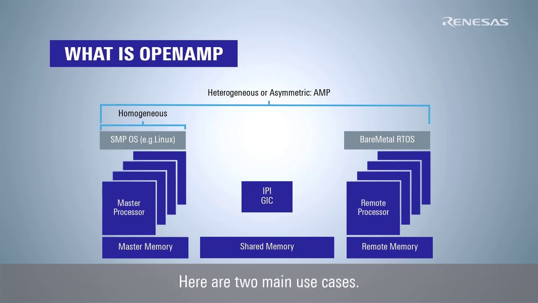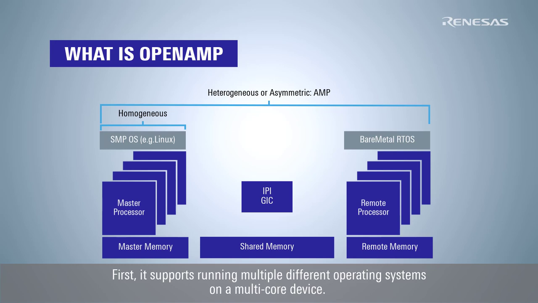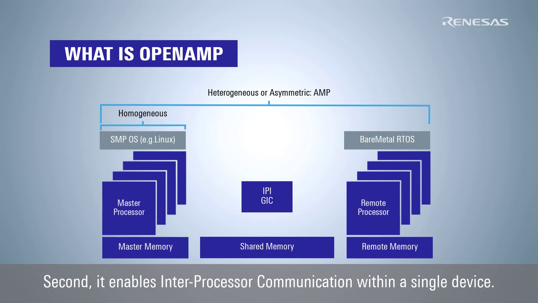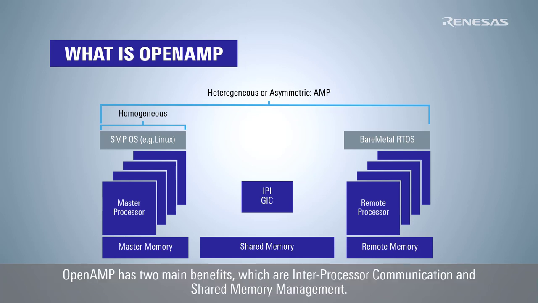Here are two main use cases. First, it supports running multiple different operating systems on a multi-core device. Second, it enables interprocessor communication within a single device. OpenAMP has two main benefits, which are interprocessor communication and shared memory management.